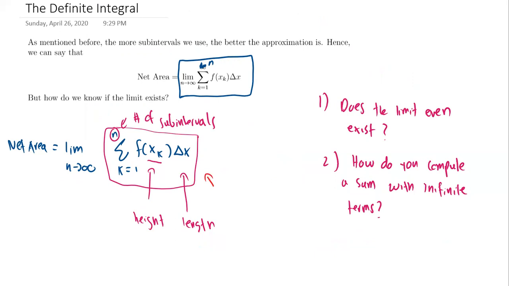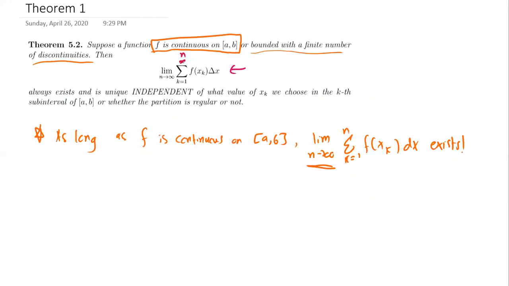And as I said, theoretically, this makes sense. In practice, how do we do this? We saw there were two problems. First of all, it's a limit. Is it going to exist? And then how do we compute it? We saw there was an answer for the limit question. As long as the function f is continuous, the net area defined as this limit is always going to exist.